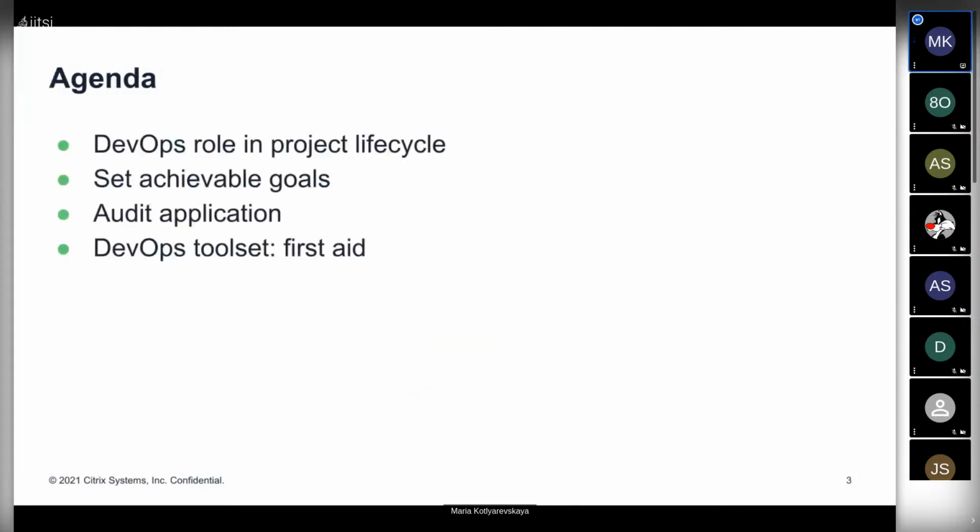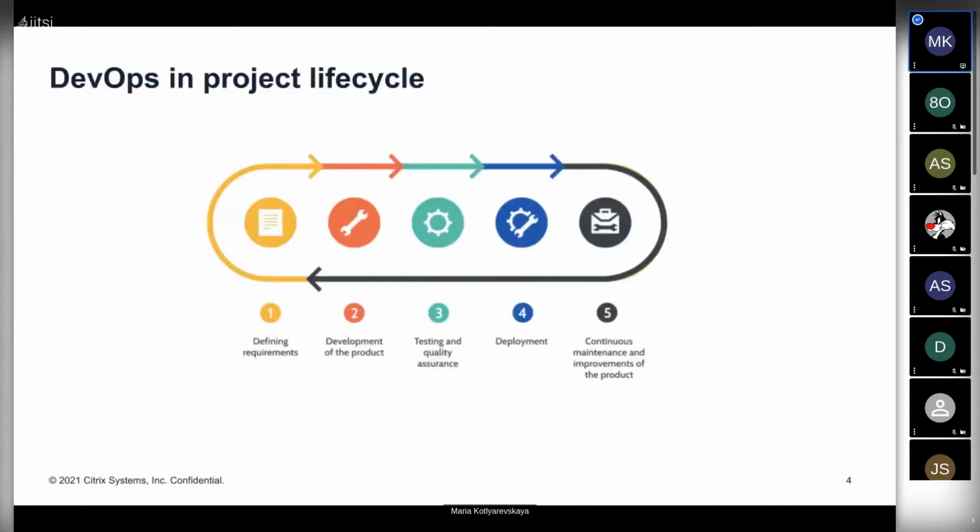And what we have for today, I'm gonna talk a bit about DevOps role in a project lifecycle, how to set achievable goals, how to audit your application, and what I can have in my tool set to make developers' life a bit easier. So let's start from DevOps role in a project lifecycle.